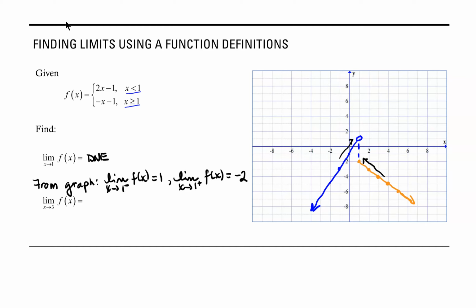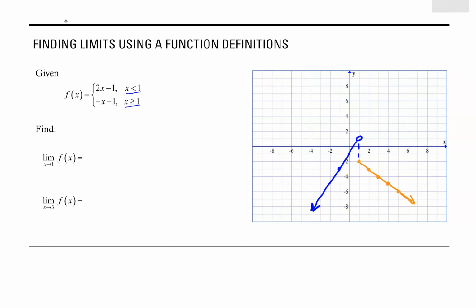Now let's use the function definition. Since we're looking at the behavior as x approaches 1, and this function behavior is split at 1, in other words, it has one behavior to the left of 1 and a different function behavior to the right of 1, we need to look at the limit from the left and from the right. It doesn't matter which one we do first, but we need to look at both.